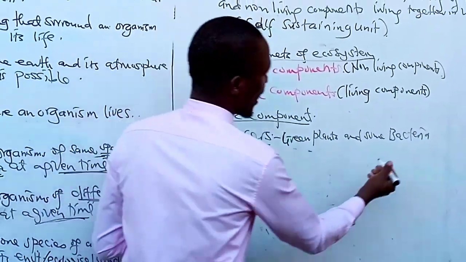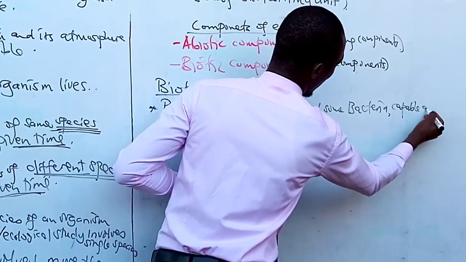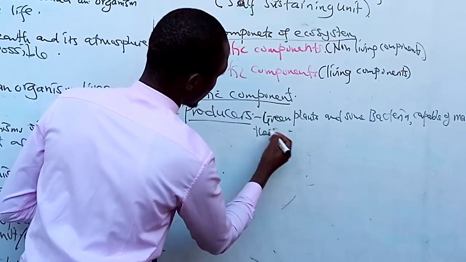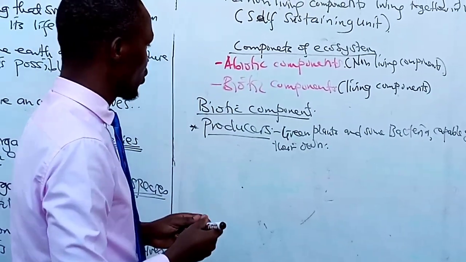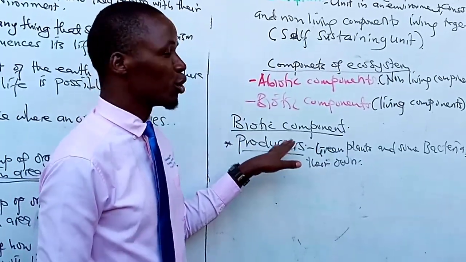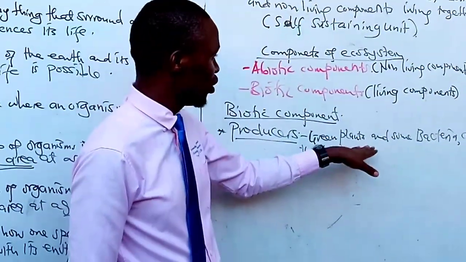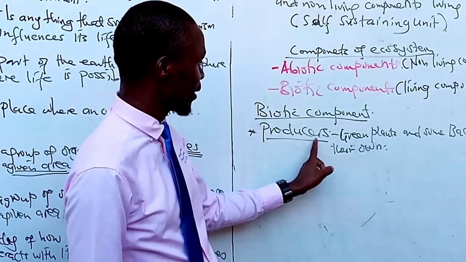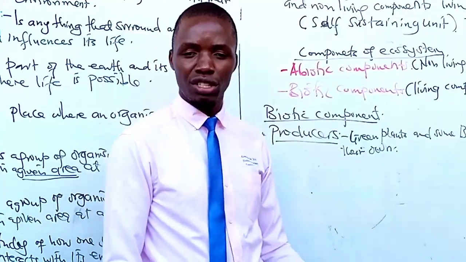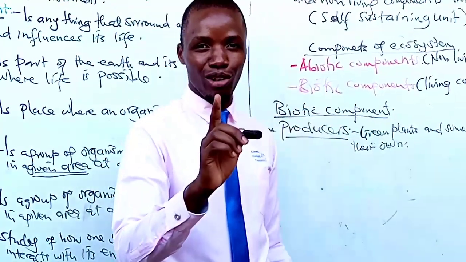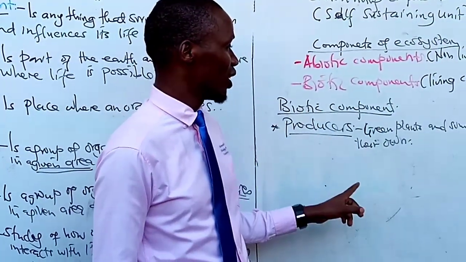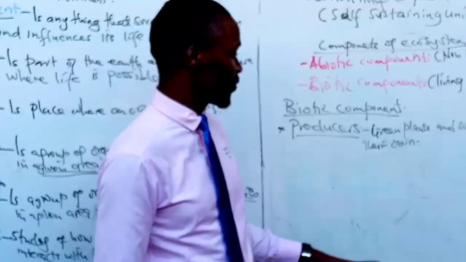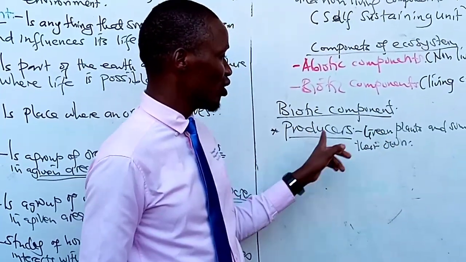and some bacteria which are capable of making their own food. So they are producers. These plants are able to make their own food for the rest of the organisms. So that's what we mean by producers. So talk about the plants which are manufacturing food that we eat and so on. The green plants specifically are categorized under what we call producers.